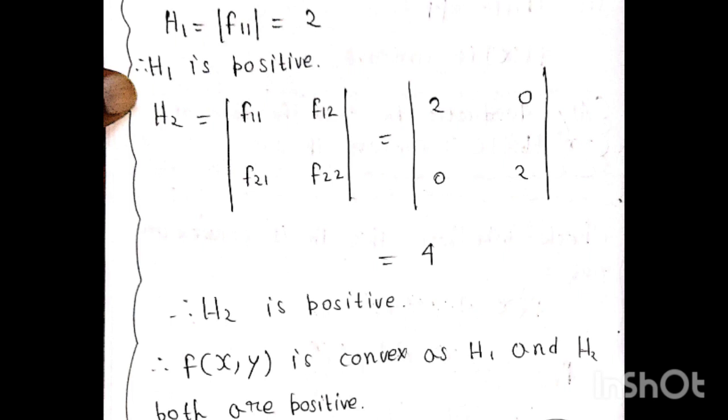What is the value of h1? That is the determinant of f11, which is equal to 2. What is h2? H2 is the determinant of f11, f12, f21, f22. We have determined all the values of f11, f12, f21 and f22 in the earlier portion of the video. We just put them into the determinant and solve it. By solving the determinant we find that h2 is equal to 4. Now h2 is positive and h1 is also positive, and we have said in the earlier portions of the video that if both h1 and h2 are positive, then the function is convex. So the function of x and y is convex because h1 and h2 are positive.